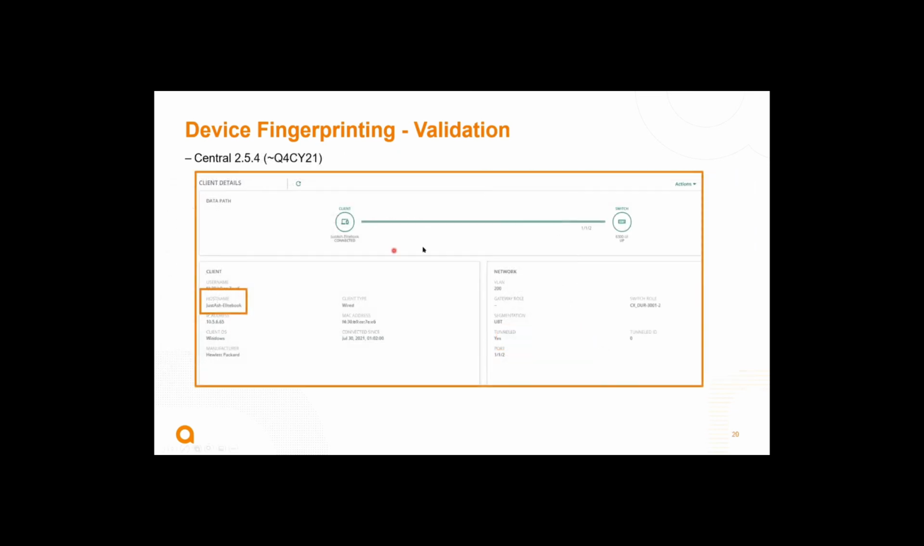So in Central 254, if you show the client's details in that, you would see the host name pop up as part of that. And so this is what it would look like. And I'll show that in just a minute.